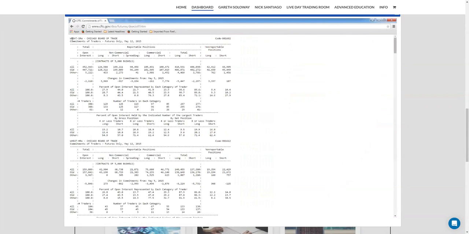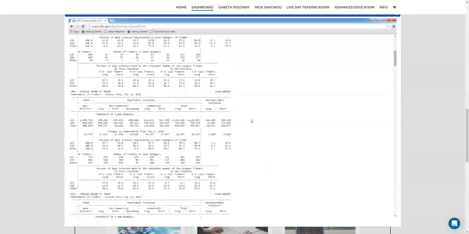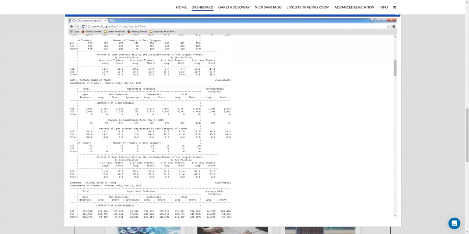You're going to go to Current Legacy Reports. As you can see, these are already highlighted because those are the ones I look at. So Chicago Board of Trade, you're going to get wheat popping up first. Below it, you get SRW. Here you get wheat, HRW. Here, you can scroll down. You've got corn, oats, soybeans. Now, how you read this is very simple.